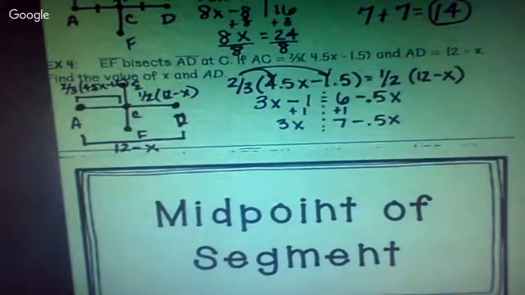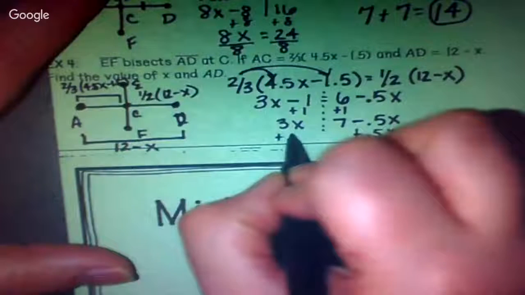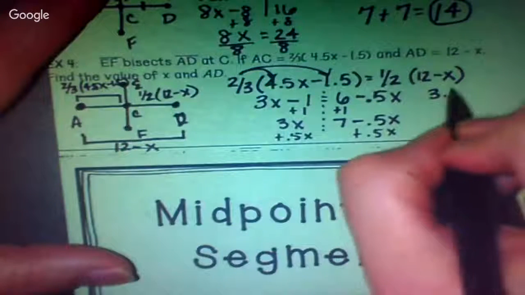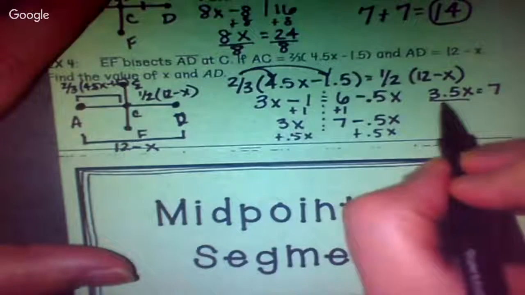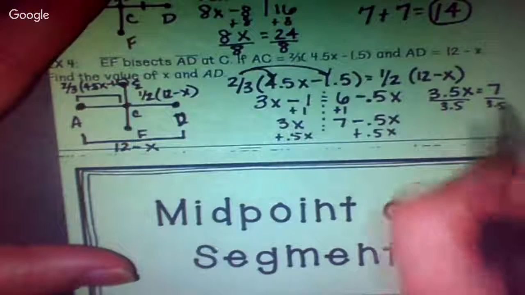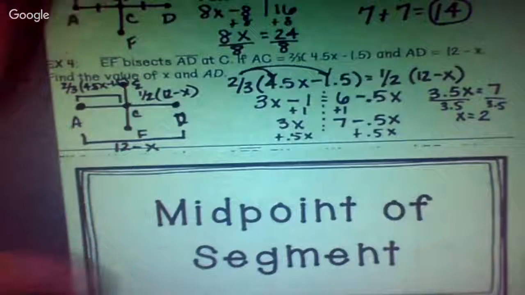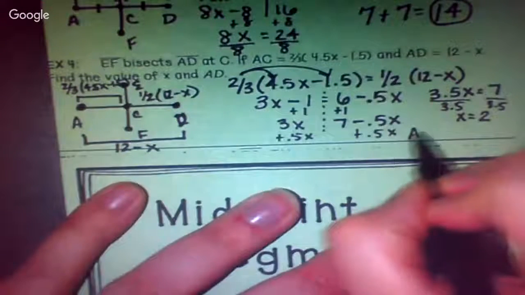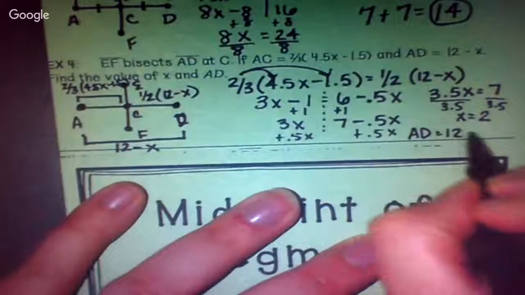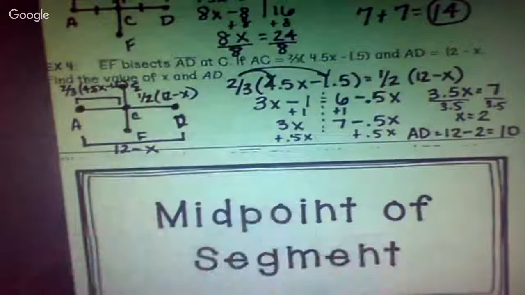Now what? Add 0.5x. So we get 3.5x equals 7. Divide by 3.5, which means x equals what? 2. Okay, so it said find x and now find AD. Well, I know AD is 12 minus my x. So 12 minus 2 is 10. So you found x and you found AD.